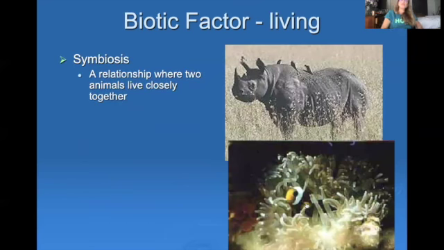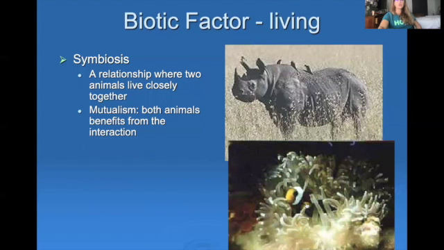Symbiosis is a relationship where two animals live closely together, and there are different kinds of symbiosis. Mutualism: both animals are going to benefit from this activity. So in a mutualistic relationship, both organisms are getting something out of it. If you look here at our rhino and our oxpecker, this rhino is getting the ticks removed off of its back. The oxpecker is eating those ticks, and so it's getting a food source. This is a mutualistic relationship. They are both benefiting from this relationship.